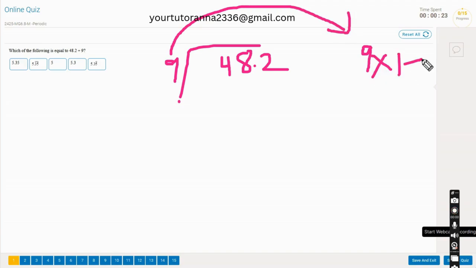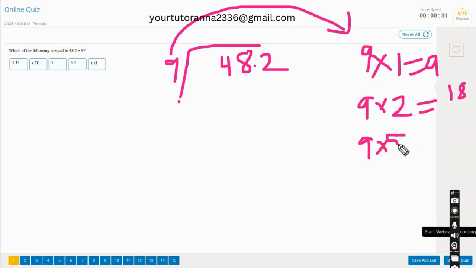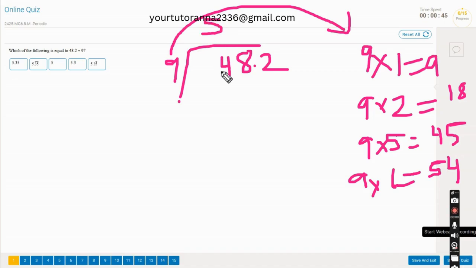So 9 times 1 is 9, 9 times 2 is 18. Let's jump to 9 times 5. If you know your multiplications, it will be very easy for you. So 45, right? I know after 9 times 5 is 9 times 6, which is 54. So now what is it going to be? That's going to be 9 times 5 is 45. That's the closest number to 48. That's 5 up, 45 at the bottom.